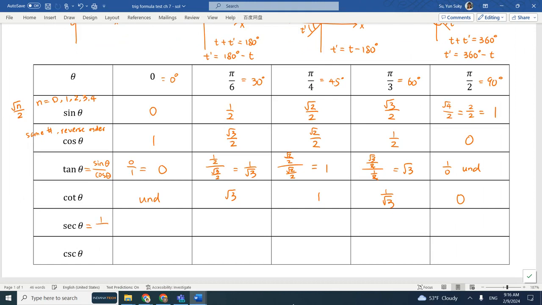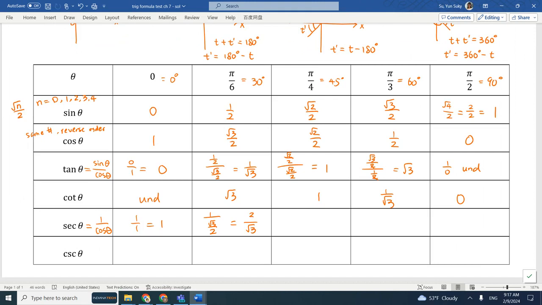What is secant? 1 over cosine. Yeah, 1 over cosine. Okay, good. Can we know what is secant 0? Yes. So cosine is the second row. 1 over 1. So it's 1. You put the numerator and denominator. What do you get? Yes, you can leave it like that. I don't require you to rationalize your denominator, so you can just leave it like that.